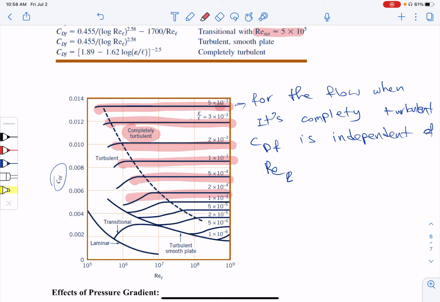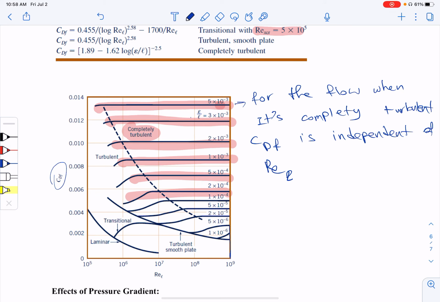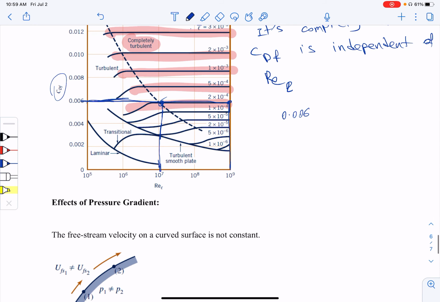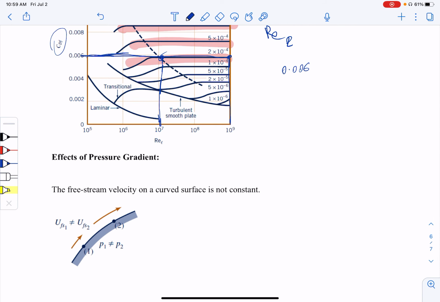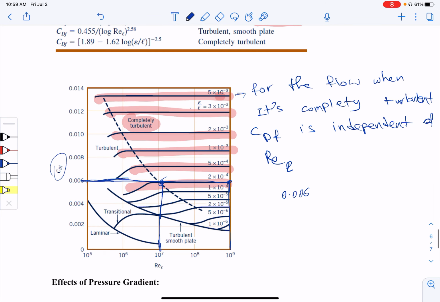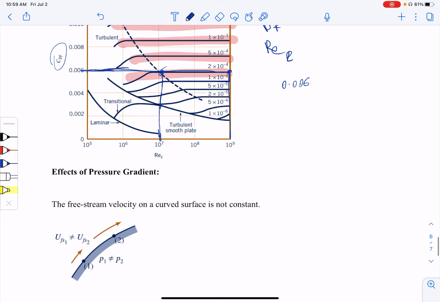So this is why, for example, if the Reynolds number is 10 to the 9th, then the drag coefficient is going to be 0.006, right? And if, let's say, the Reynolds number is 10 to the 7th, which is still in the completely turbulent flow, then the C_Df is still the same. So this is why it's independent of the Reynolds number. And that's it for the drag coefficient for the turbulent flow over the flat plate.